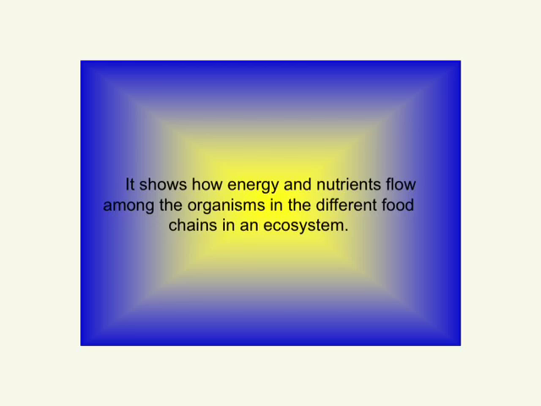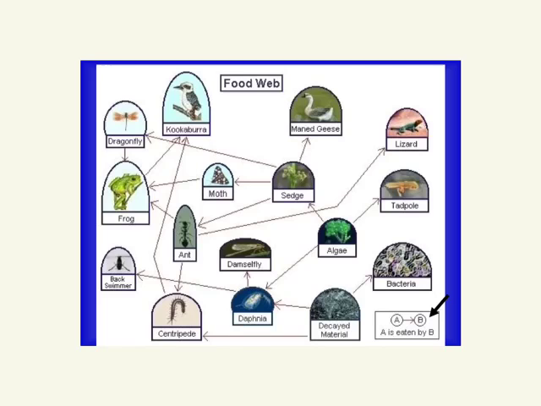It shows how energy and nutrients flow among the organisms in the different food chains in an ecosystem. So like we talked about last week in the energy pyramid whole class activity, the energy starts with the sun, goes to the producers, and then on up that food chain, energy pyramid. It's also kind of the food pyramid. It's kind of the food chains. So the higher up you get, the less energy that gets going up there. But those are all of the connections in a food web.